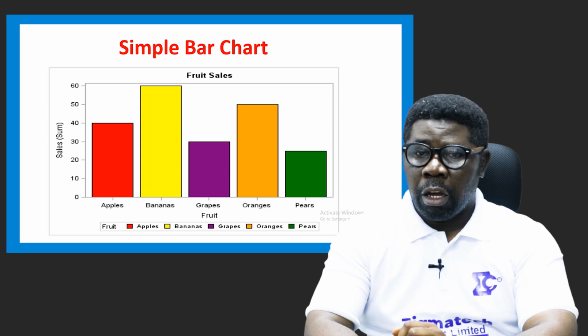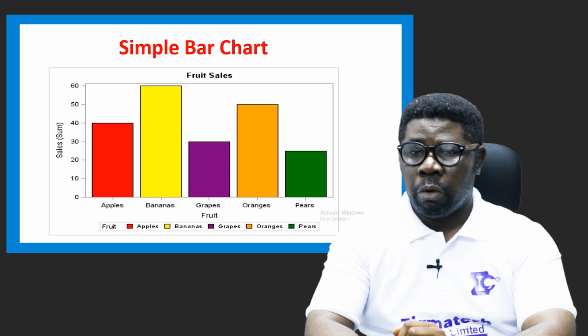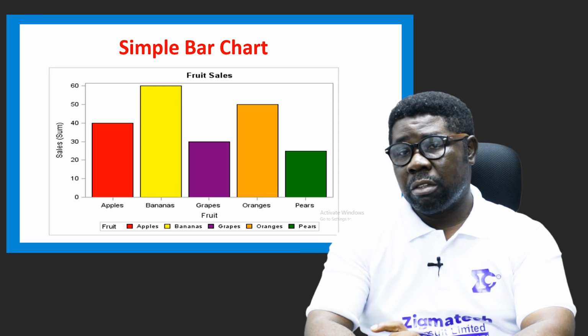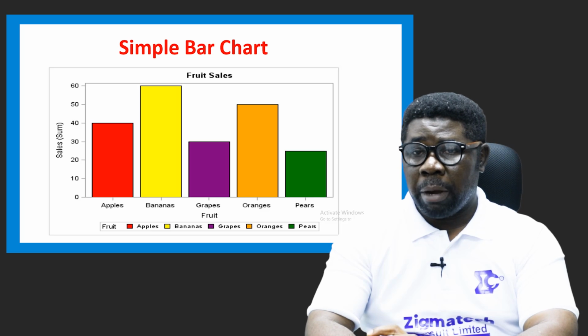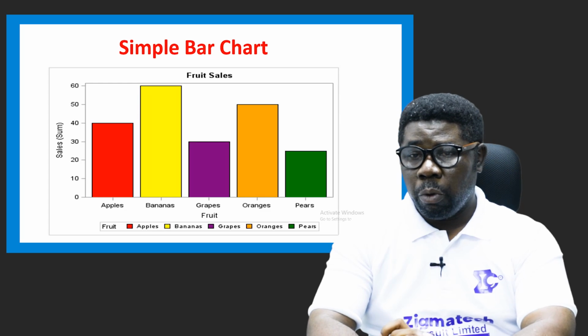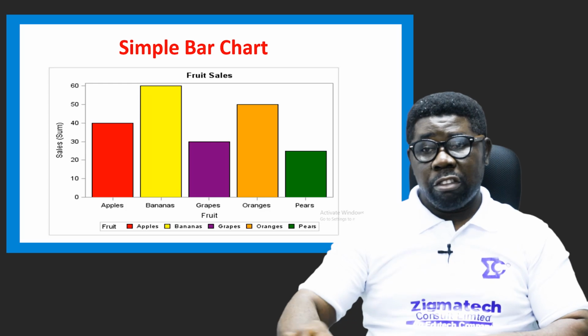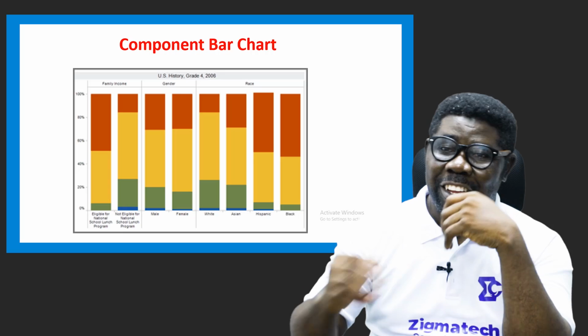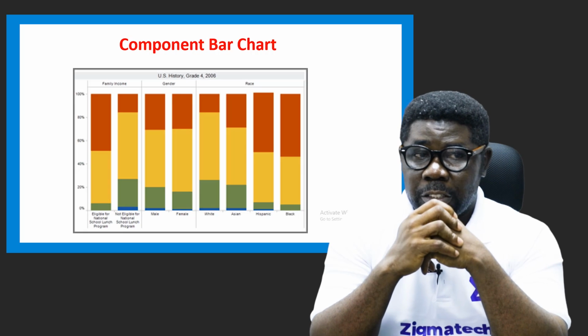And then we have 20 units, 25 units for what? Pears, right? So this is how we represent information in a bar chart using what? Simple bar charts. So very simple, as the name says. It's very simple. So you think it's a very beautiful bar chart too. This is what we call component bar charts.